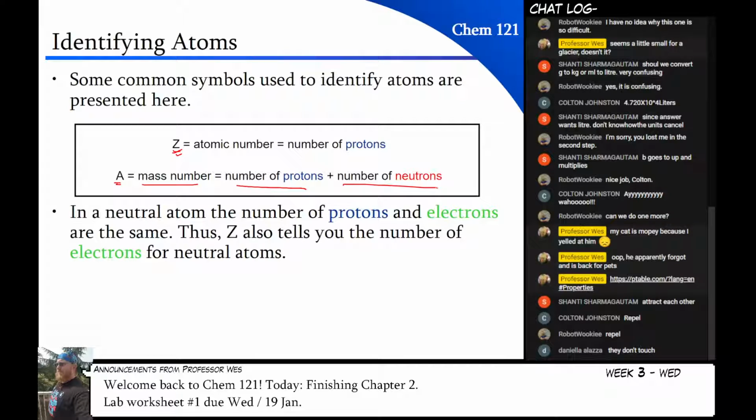Now again, remember that if atoms are neutral, the number of protons and electrons must be identical, and therefore Z would tell you the number of electrons for a neutral atom. So neutral carbon has 6 protons and 6 electrons, and you know this because its atomic number is 6. Boron has 5 protons and electrons if it's neutral because its atomic number is 5, and so on.